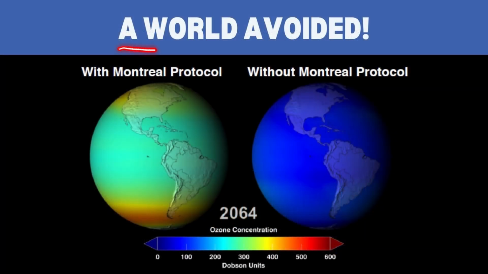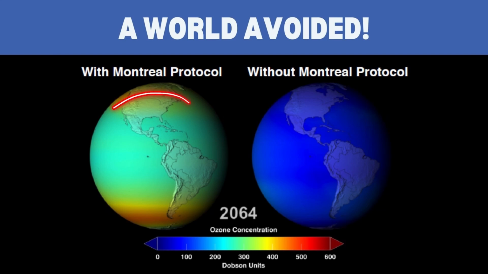So the title of this slide is A World Avoided. What if the countries of the world had not agreed to phase out production of ozone depleting substances? Were scientists right about predictions of catastrophic ozone loss which led to the signing of the Montreal Protocol? To answer these questions, atmospheric scientists at NASA and other research centers decided to create a model using computers to simulate the atmosphere with and without restrictions on ozone depleting substances.